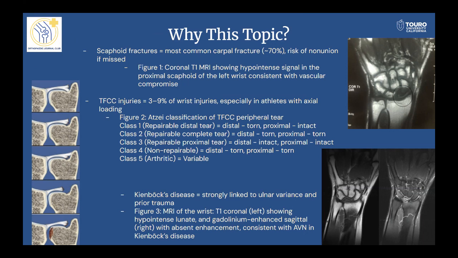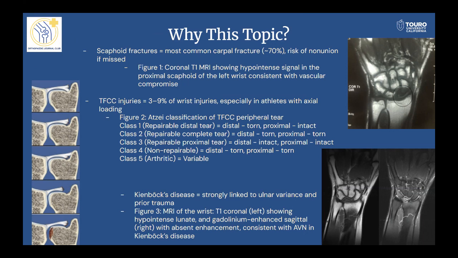And on exams, you'll often see questions that test your ability to recognize these risk factors. In this figure on the bottom right, on the left side, you can see that the lunate looks darker than normal, showing sclerosis. And on the right, there's contrast, and it doesn't light up at all. So that's a classic sign of no blood flow.